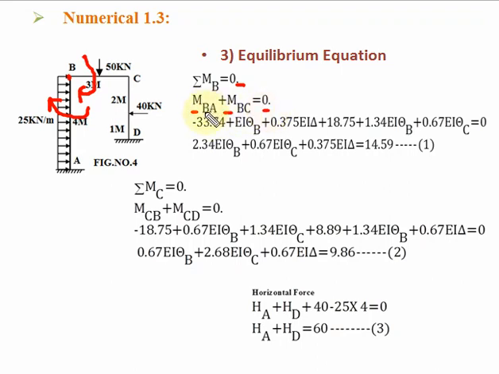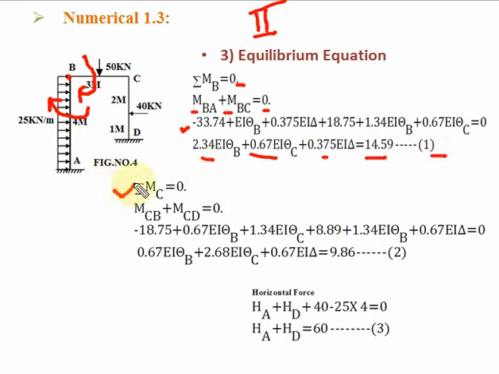Now we know the end moment equations from the previous calculation or from the previous video, so put those here. This is the second part of this problem; we already discussed the first part in the first video. So let's move toward the second part. Putting the values of MBA and MBC, we get 2.34 EI theta B plus 0.67 EI theta C plus 0.375 EI delta is equal to 14.59. Let's call this equation number 1.